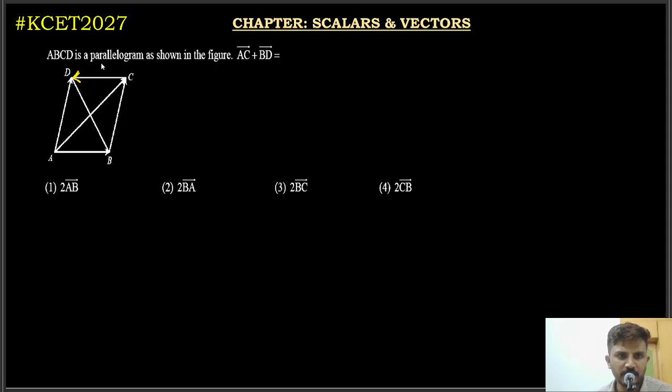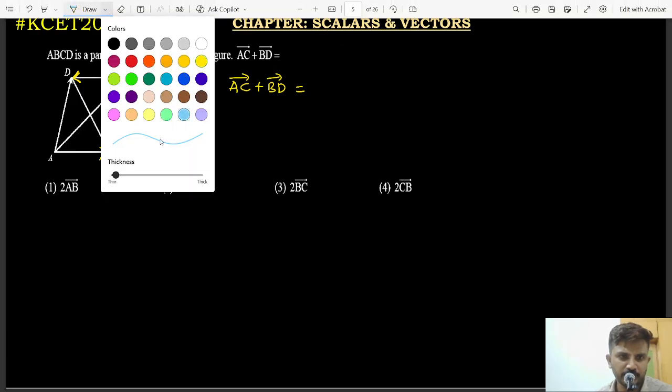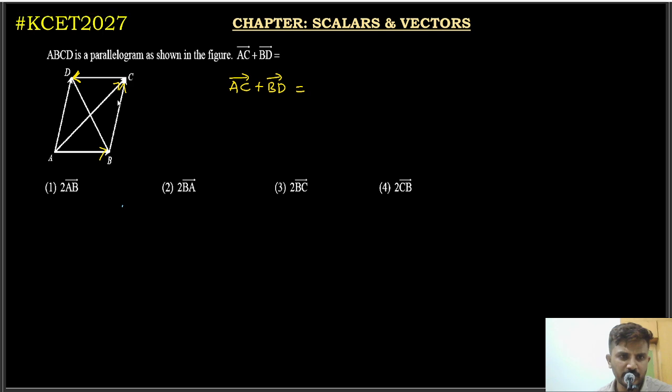Then here ABCD is a parallelogram as shown in the figure. What is AC plus BD? In this, AC vector is given by AB plus BC. First, let me write it for AC. AC can be written as AB plus BC. Correct, no?